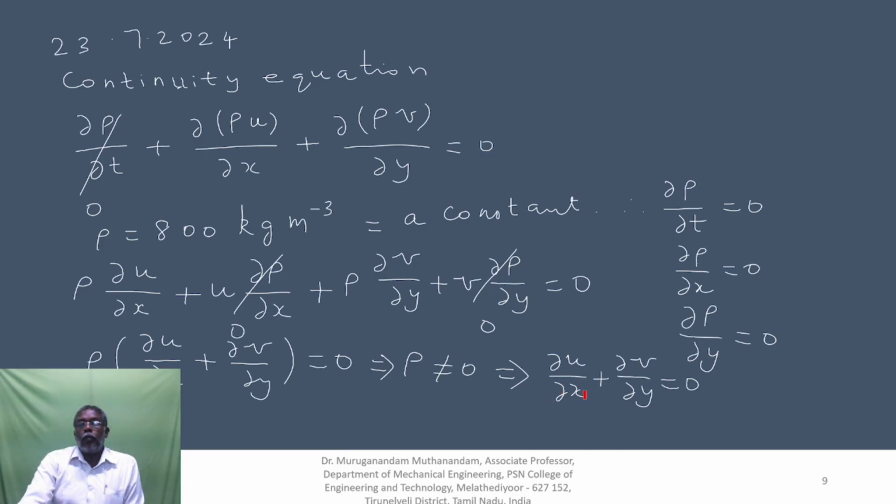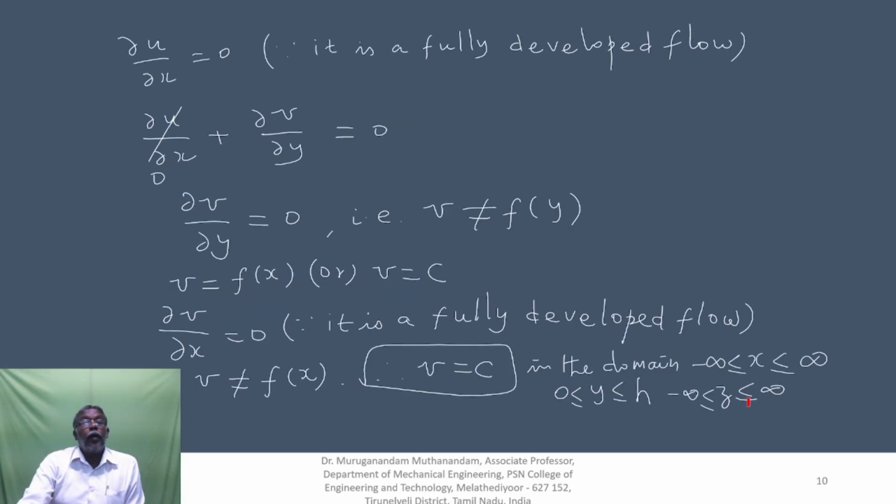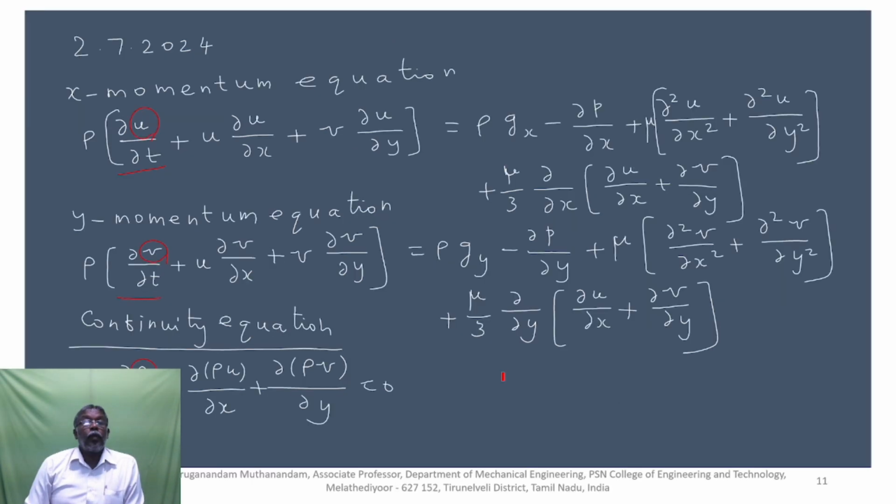form: partial u upon partial x plus partial v upon partial y is equal to 0, and we have obtained a condition that v is equal to constant in the flow domain. Now we shall take up the other two equations, one is x momentum equation and y momentum equation.